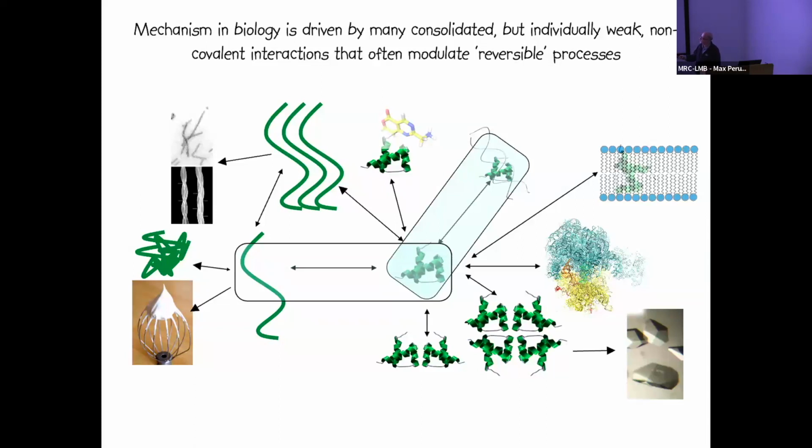We can also think about proteins doing things that we might be interested in, like forming ordered associates and some sort of fibrillar structure, and also proteins doing things that we don't want them to do, like misfold or aggregate and behave horribly. So all of this is driven by consolidated, meaning acting together, individually weak non-covalent interactions. And this means that many of these processes are reversible. So we can go from unfolded to folded and back and so on.